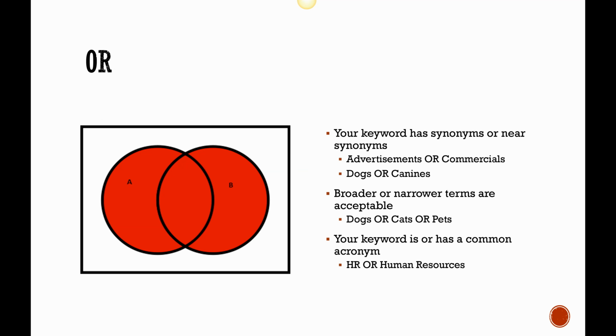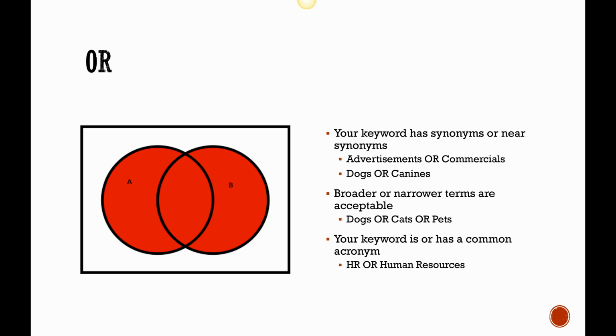Use or to combine your search terms if your search term has synonyms or near synonyms that you want to include in the search, if you want to include broader or narrower terms in your search, or if your keyword has a common acronym that you want to include in the search.